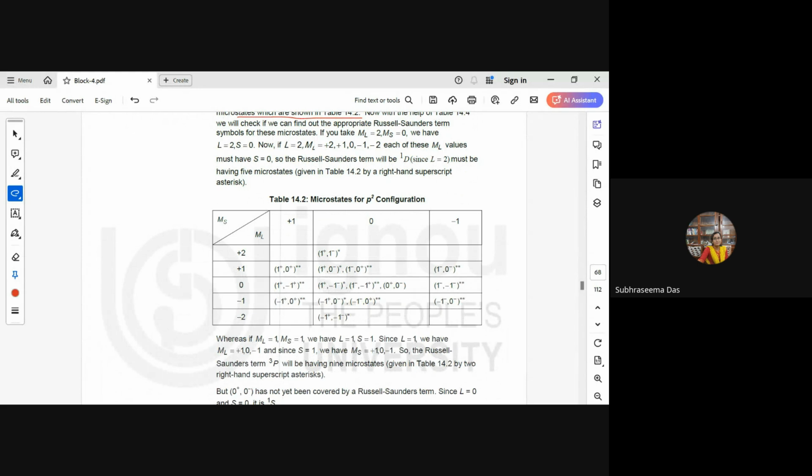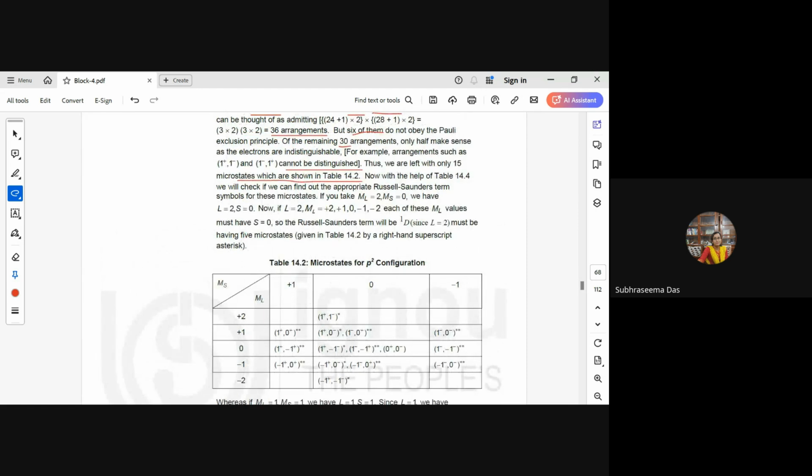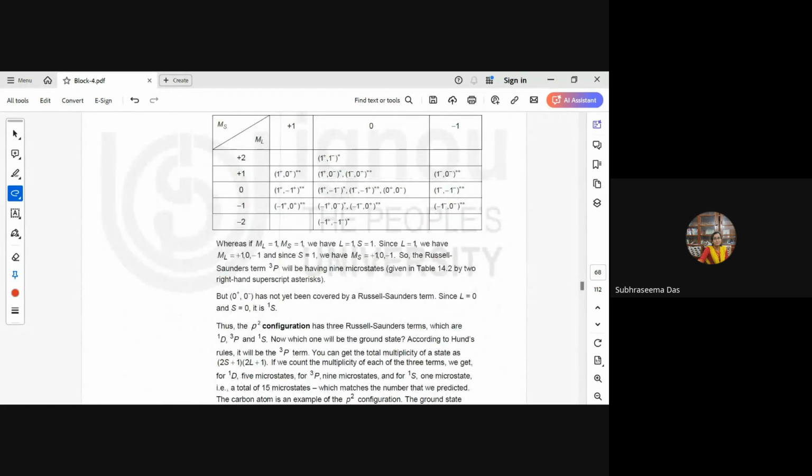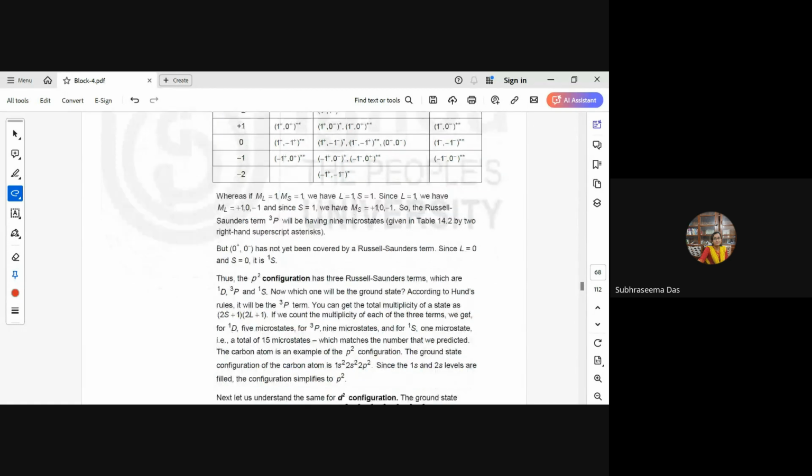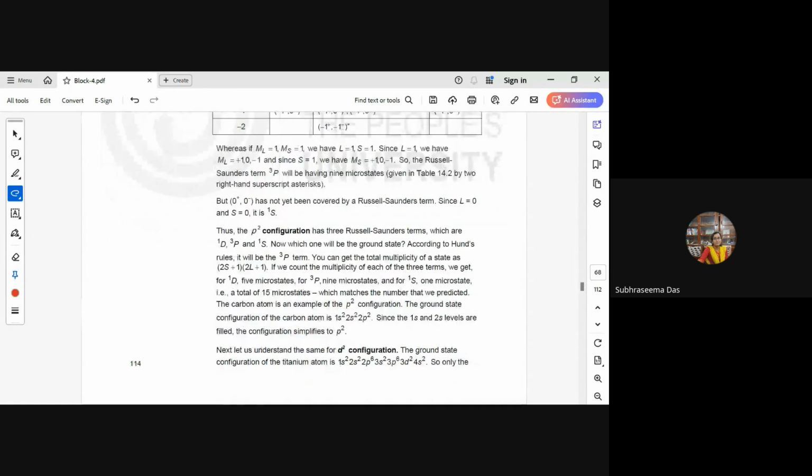All these combinations of states show that for a particular p2 configuration, only 15 microstates are known. Similarly, the p2 configuration has three Russell-Saunders terms, which are 1D, 3P and 1S. From this we have to know which is the ground state. According to Hund's rule, the 3P has to be the term symbol.